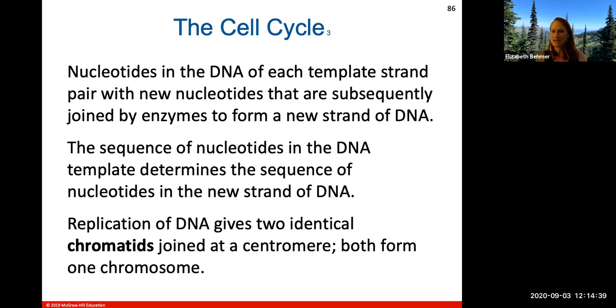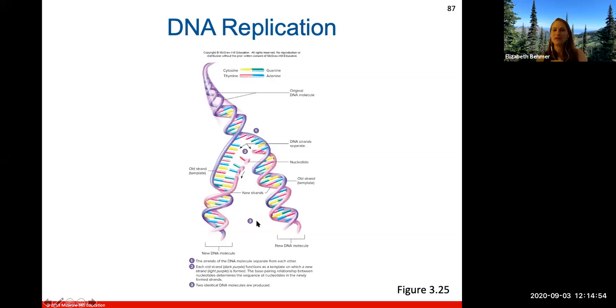So this is just DNA replication. Replication of DNA gives two identical chromatids that are joined at a central centromere, and both of these will form one chromosome. So this is a look at DNA replication. How DNA replicates itself is kind of similar to what we talked about in transcription. The DNA strands will separate, and new DNA strands will come up and join those strands that have separated out. So at the end, you'll get two new DNA molecules.